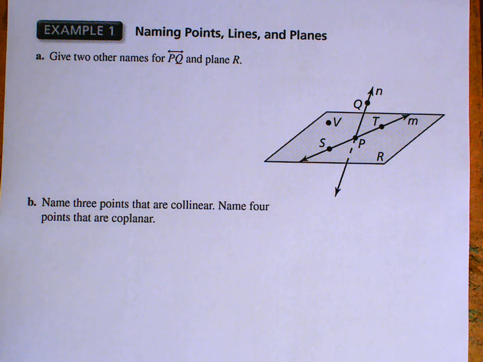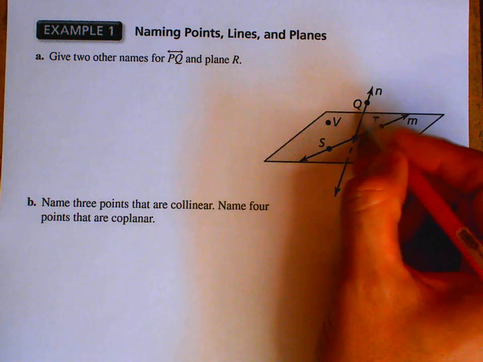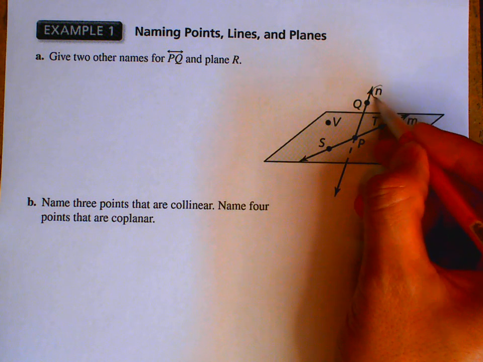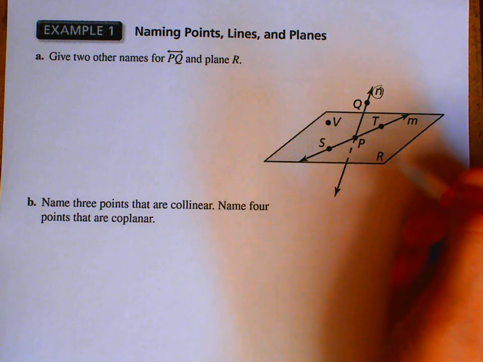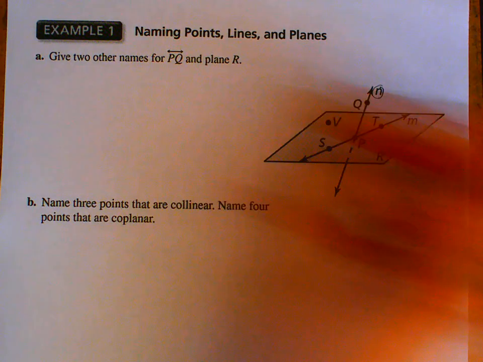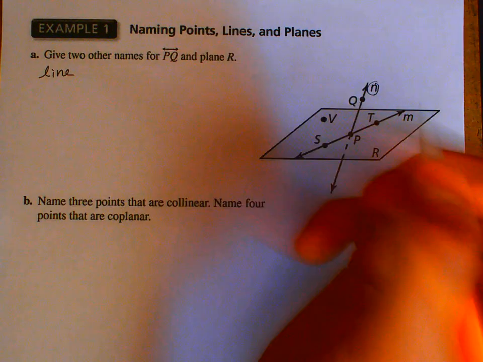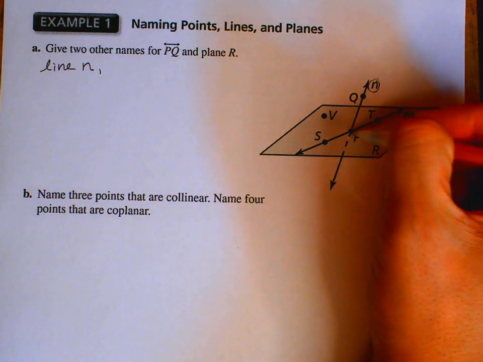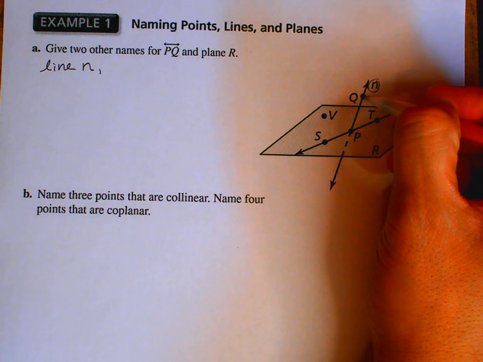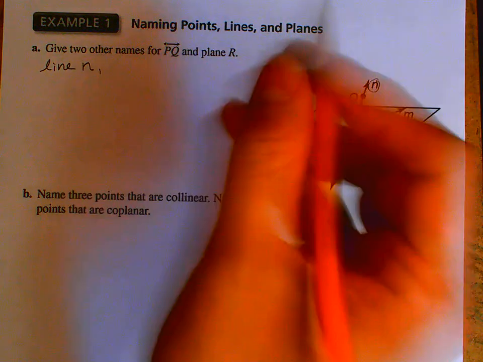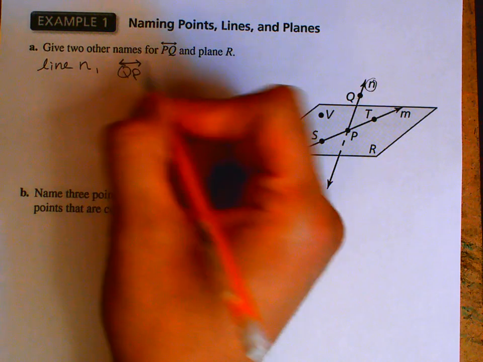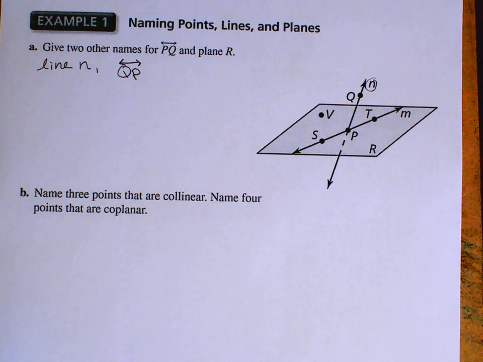It says, give two other names for line PQ and plane R. So here's line PQ. How can I name this line? Well, the very first one that you notice, if you see that little lowercase letter right next to the line, that means that you can name this line using that lowercase letter. So we can call this line N. Now, line PQ can also be written the same way, but you can reverse the order of the letters. So I can call this line QP. And you got to make sure you put the arrows. Otherwise, they're going to be segment lengths or segments, depending on how you did it.